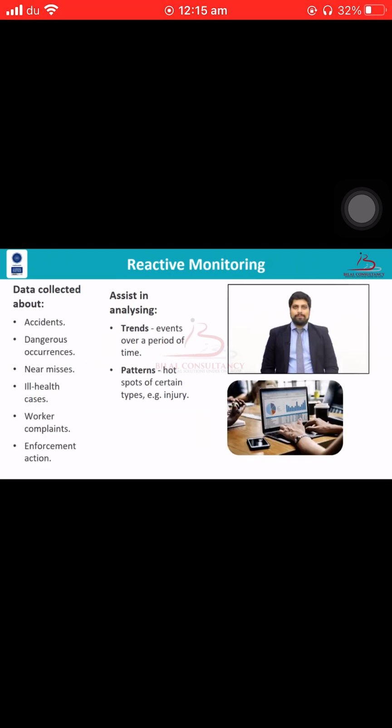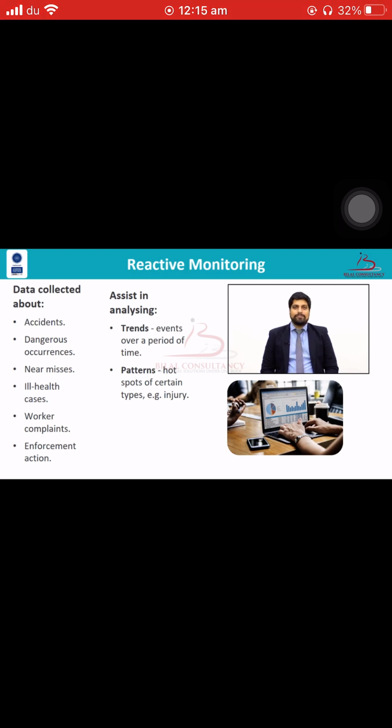So what are the examples of reactive monitoring? The examples of reactive monitoring include accident data, incident data, near miss data, dangerous occurrence data, ill health data, and absenteeism data at your workplace. These are all examples of reactive monitoring. We can analyze reactive monitoring by two methods: trends and patterns.